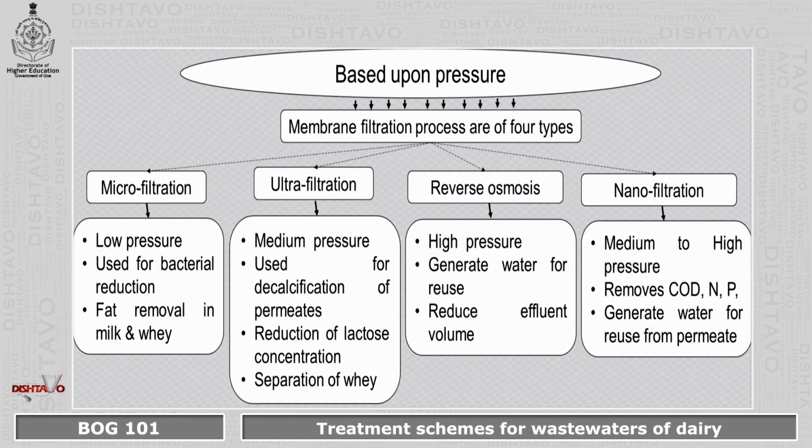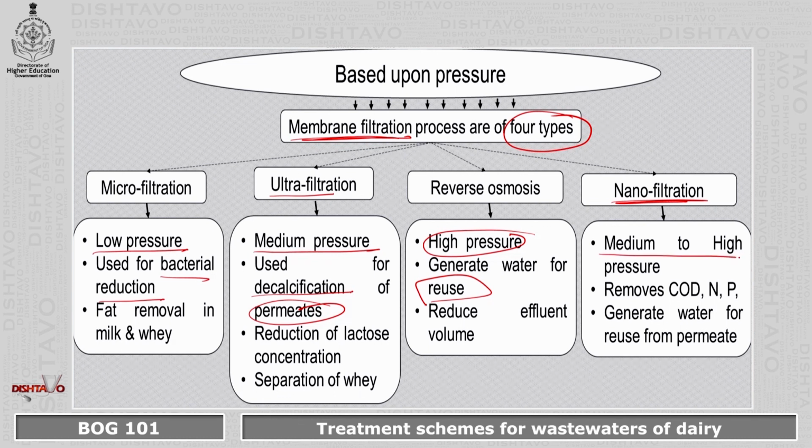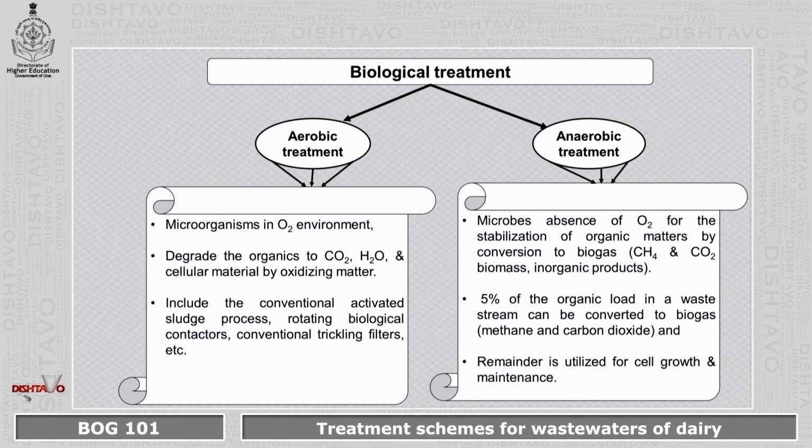Based upon the pressure, this membrane filtration process is divided into four types. First one is microfiltration, which works at low pressure and is used for bacterial reduction. Ultrafiltration, which operates at medium pressure, is used for decalcification of the permeates. Then we have reverse osmosis, which works at high pressure and generates water for reuse. Lastly, nanofiltration, which is operated at medium to high pressure, removes the COD and nutrients, that is nitrogen and phosphorus.